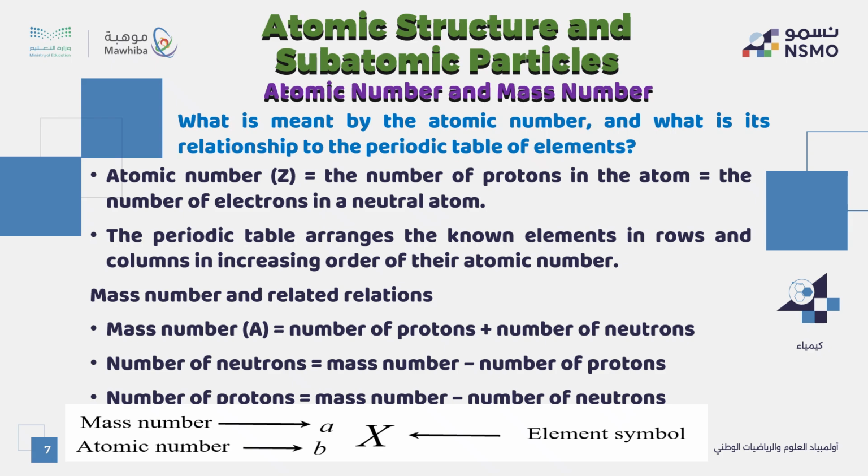Now let us explain the notation shown in the diagram, the symbol X with A and B. X represents the element symbol. A represents the mass number. B represents the atomic number.